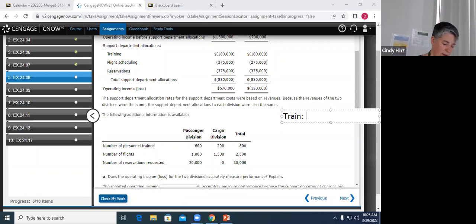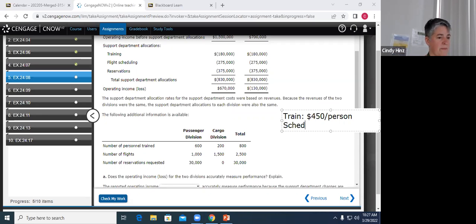So for training, what do we have for total cost for training? It's $180,000 plus $180,000, a total of $360,000 for training. I can see that right here, total of $360,000 for training. And there were 800 personnel trained. And so that's a total of $450 per person trained. $360,000 for the training department divided by 800 personnel trained, $450 per person.